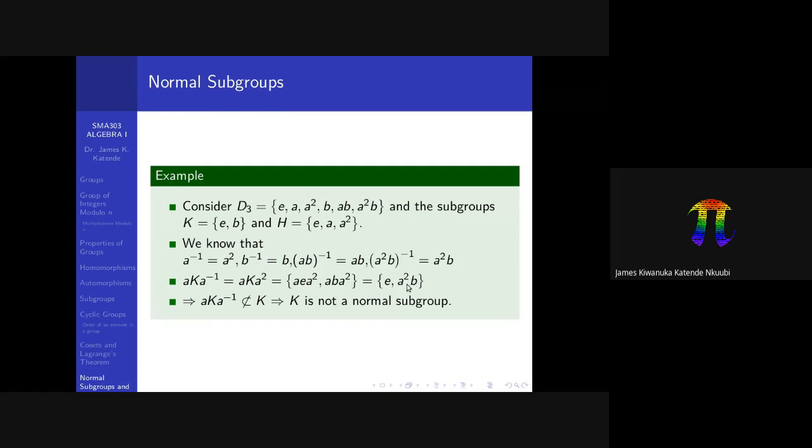Is that correct? Yeah, I think this is correct. We have E and A squared B. So you can see the problem here? That is correct. Yeah, it's correct.